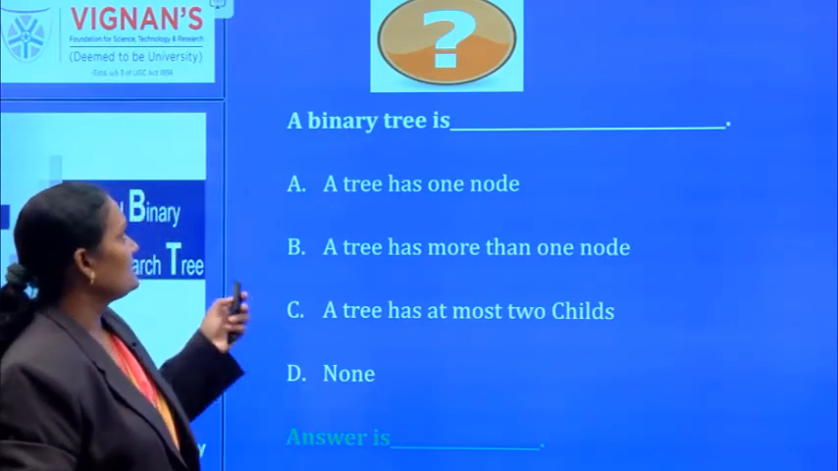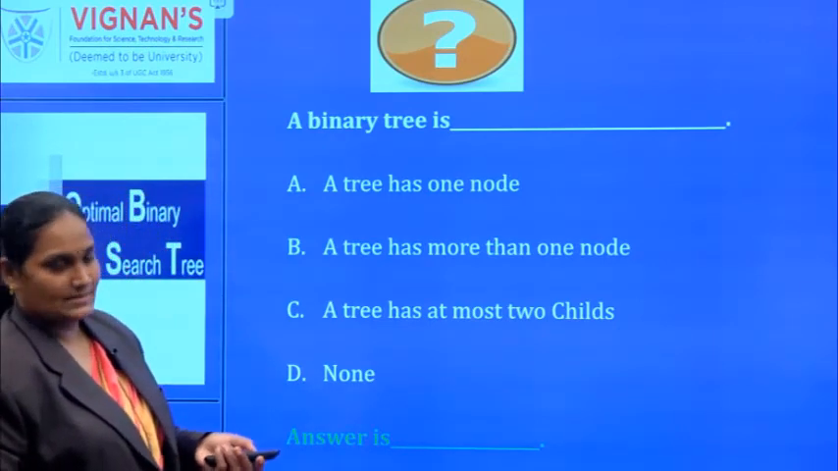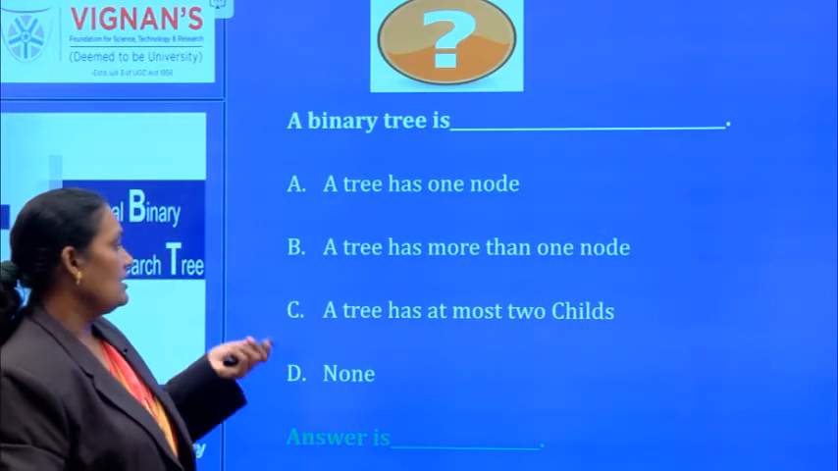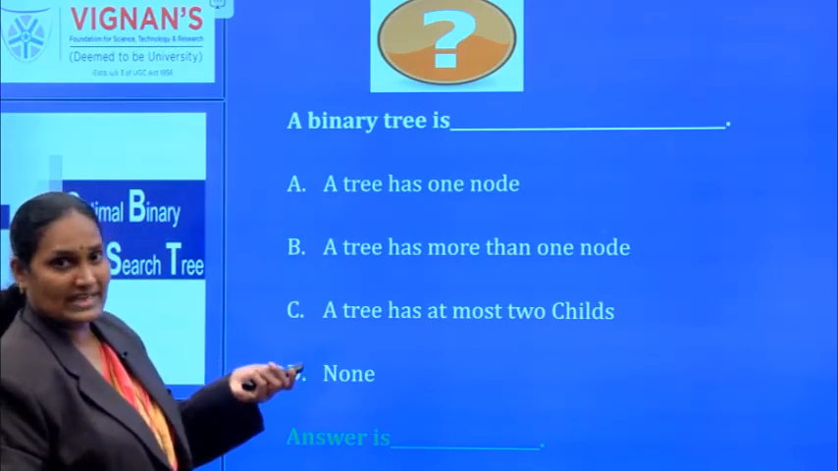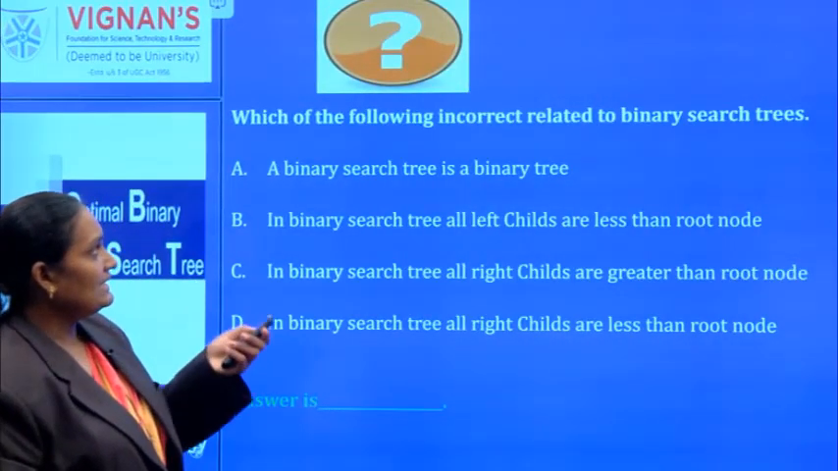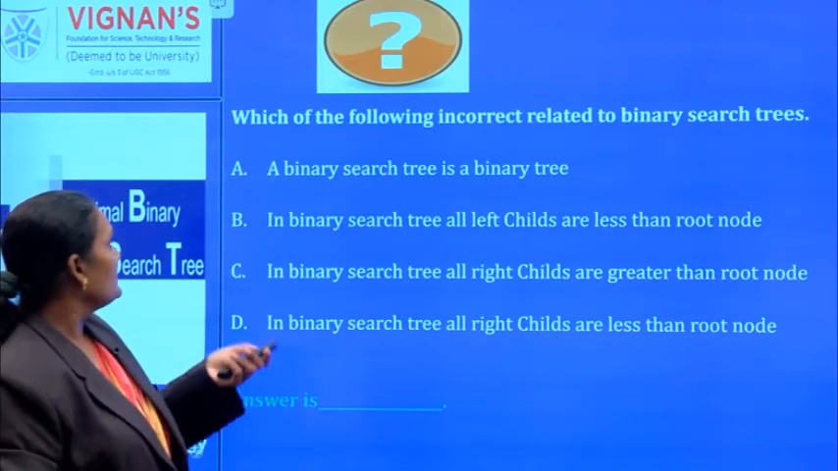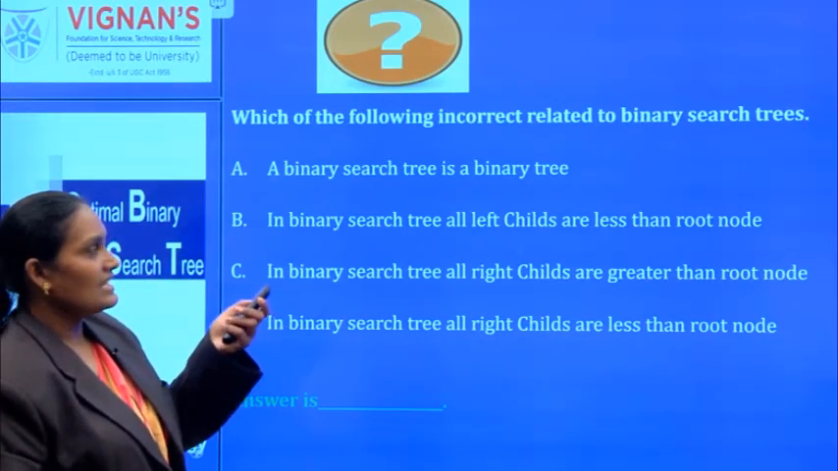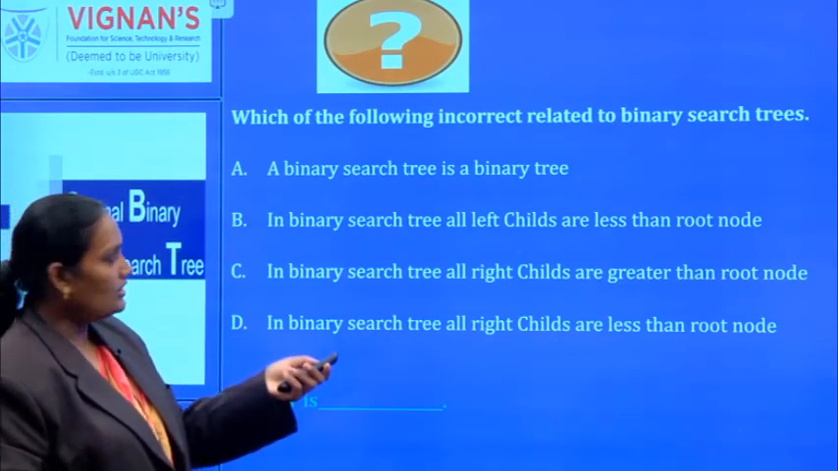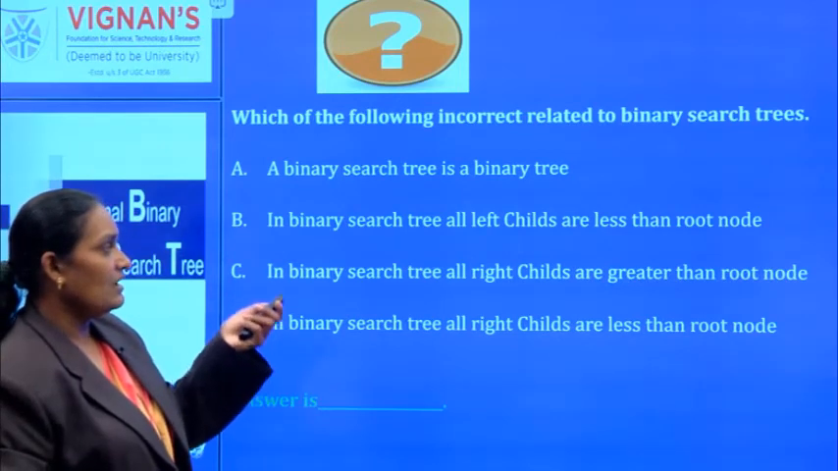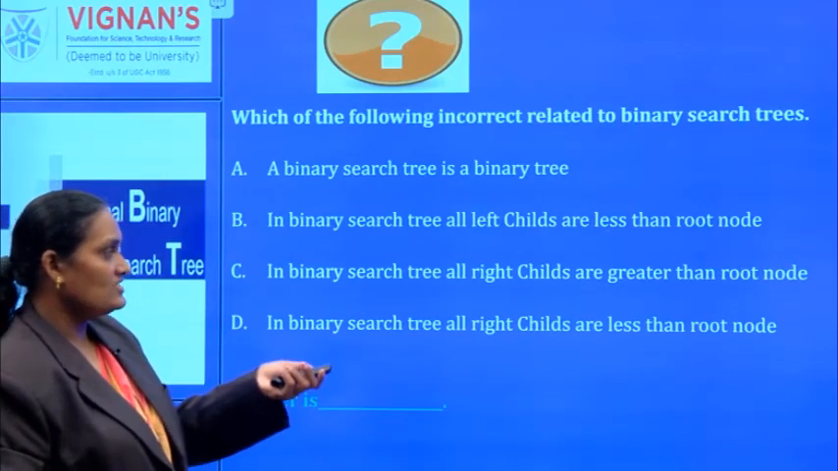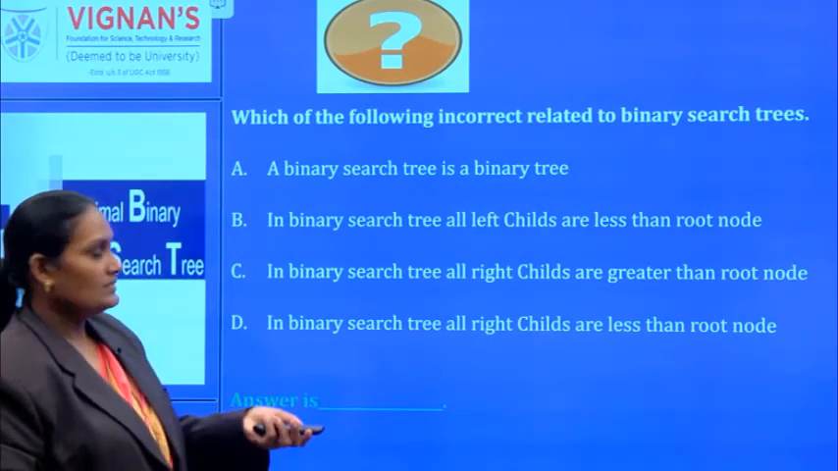Answer these questions. The first question is, a binary tree is: option A, a tree has one node; option B, a tree has more than one node; option C, a tree has at most 2 children; option D, none. The next question is, which of the following is incorrect related to binary search trees? Option A, a binary search tree is a binary tree. Option B, in a binary search tree all left children are less than the root node. Option C, in a binary search tree all right children are greater than the root node. Option D, in a binary search tree all right children are less than the root node.